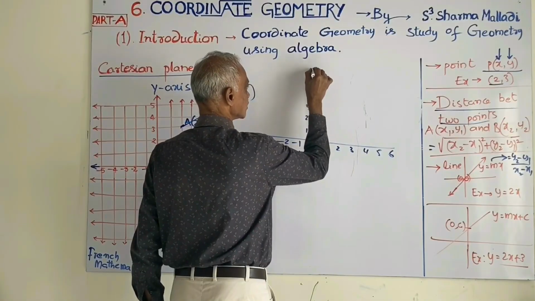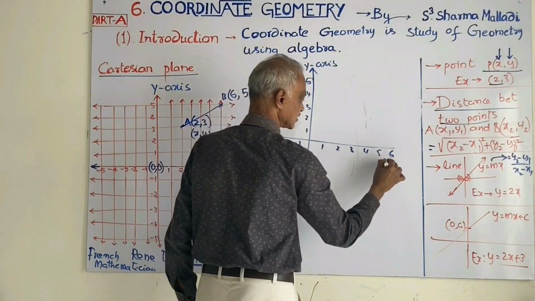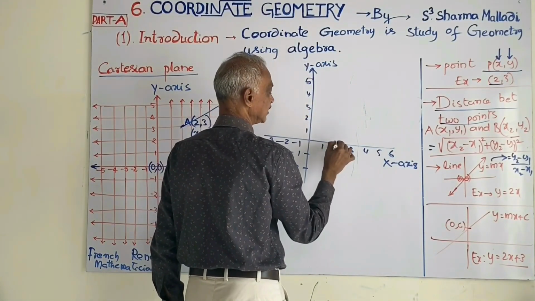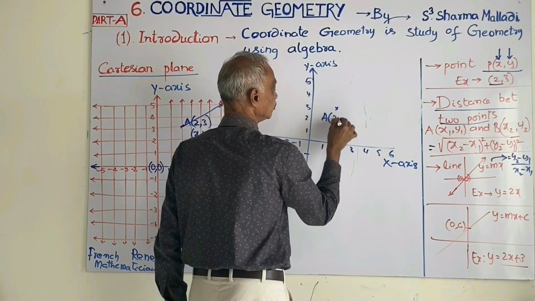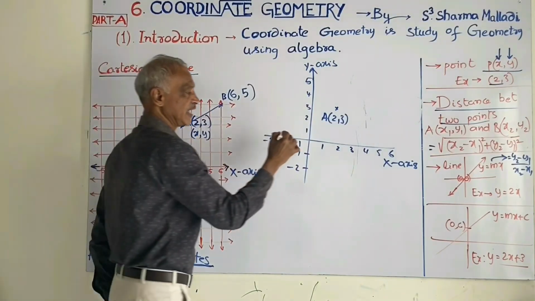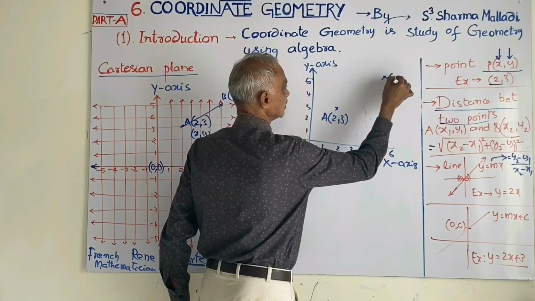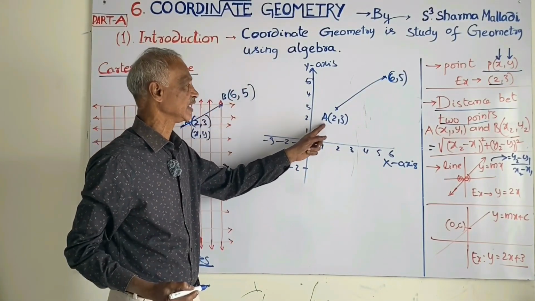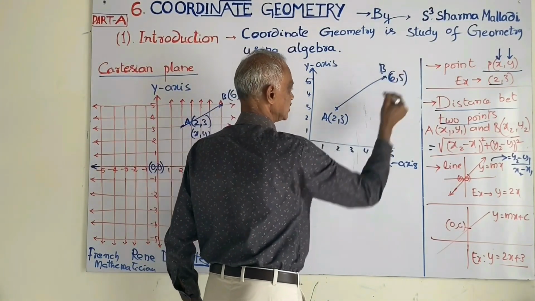This is y-axis and this is x-axis. Where is (2, 3)? (2, 3). A (2, 3). And where is (6, 5)? X distance is 6 and y distance will be 5. (6, 5). We have to find the distance between A (2, 3) and B (6, 5). We will find the distance between.